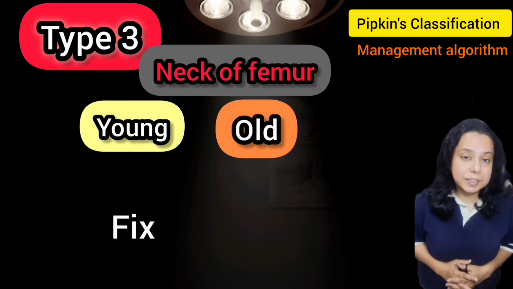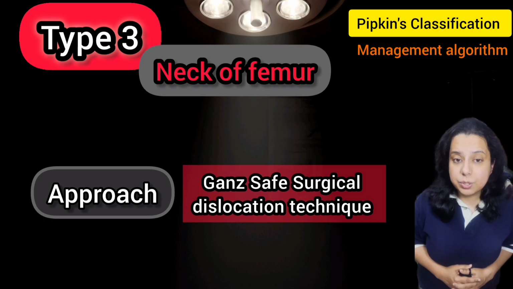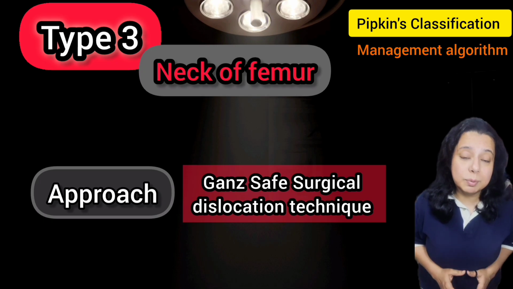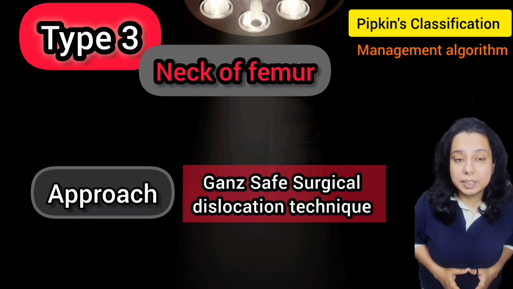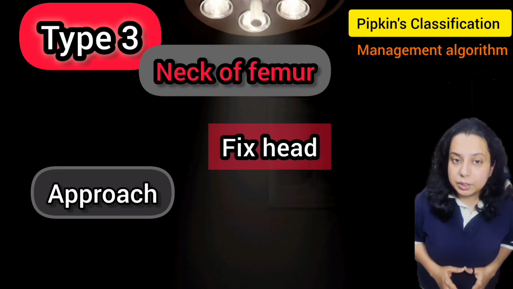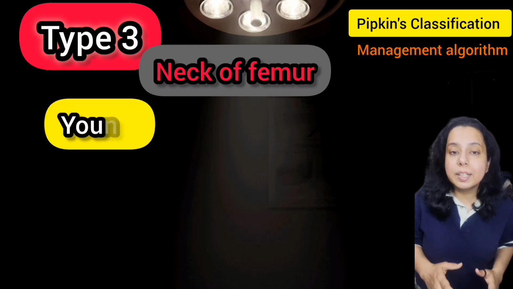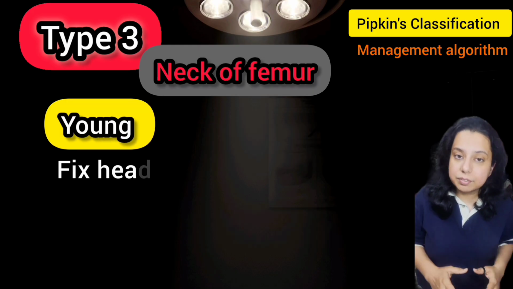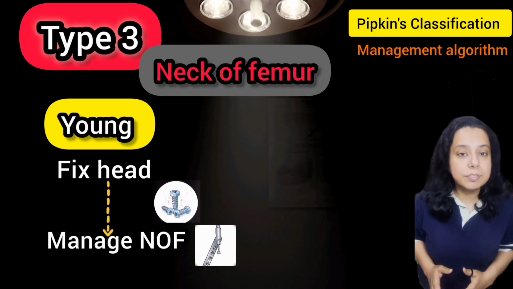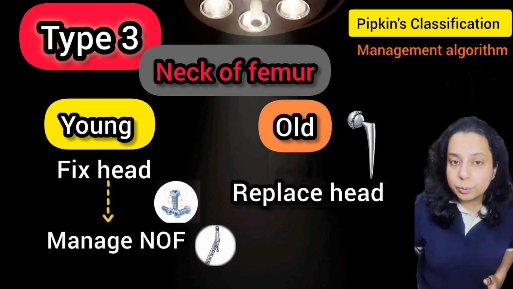The approach for fixation will be the Ganz safe surgical dislocation because we need to generally expose the whole femoral head, just like a type 2 fracture. Generally, first we fix the head with necessary screws and followed by managing the neck of femur fractures. So in the young patient, you would generally fix the femoral head and then do necessary management of the neck of femur fractures. In the older patients, you obviously go for arthroplasty.